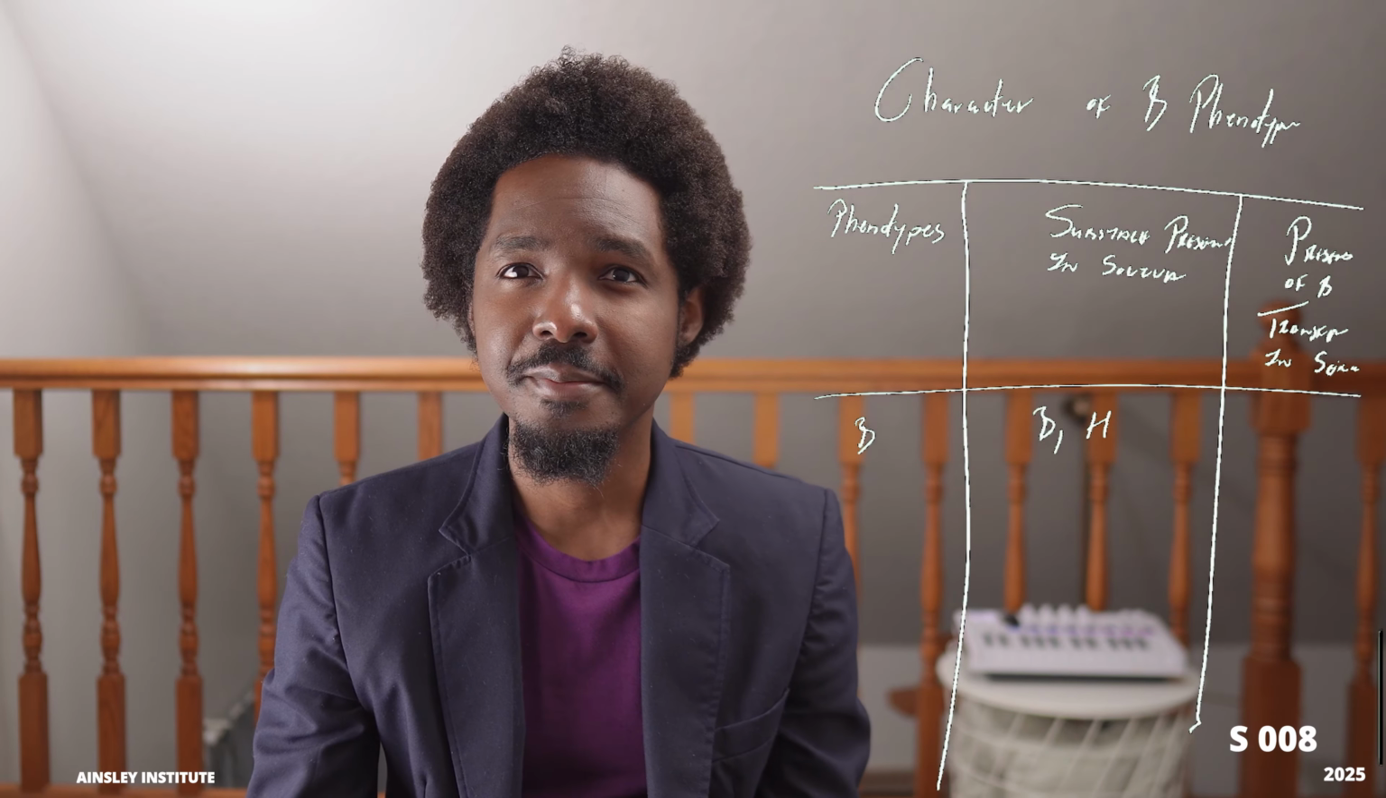And then the presence of B transferase in serum. So let's get to it. For the B person, the substance that we are expecting to find are the B and H. All right.